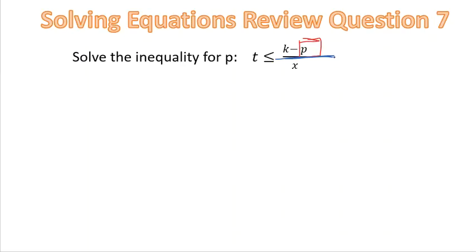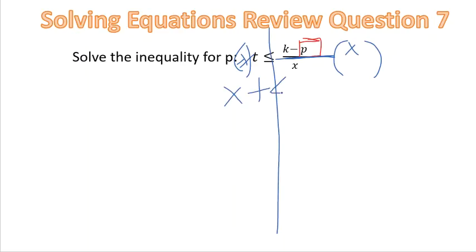the other variables. So the opposite of dividing by x is multiplying by x. And if we do it on one side, we've got to do it on the other. So we end up with xt is less than or equal to, and then since we have an x on the top and an x on the bottom on the right side, they cancel out, leaving us with k minus p.